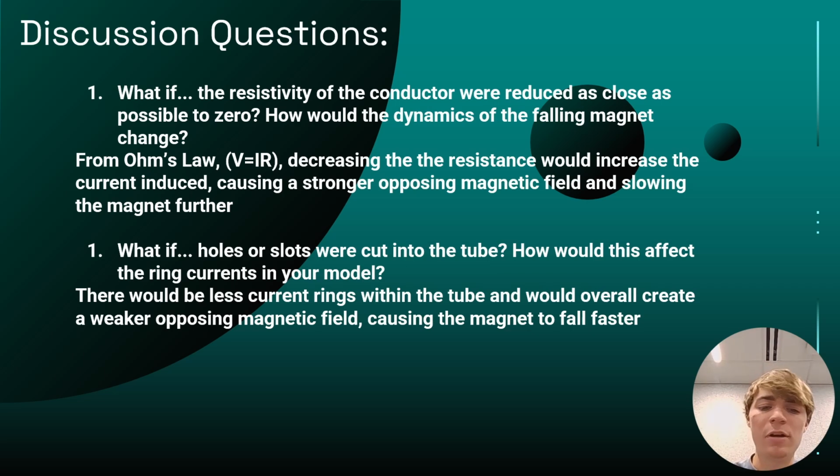And second, what if holes or slots were cut into the tube? How would this affect the ring currents in your model? Well, overall, there would be fewer current rings within the tube and it would create a weaker opposing magnetic field, causing the magnet to fall faster as there's less space and less magnetic charge creating a magnetic force that reduces the falling of the magnet through the tube.